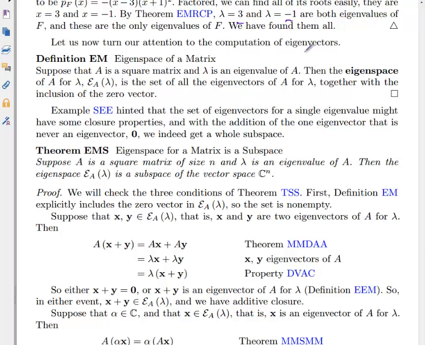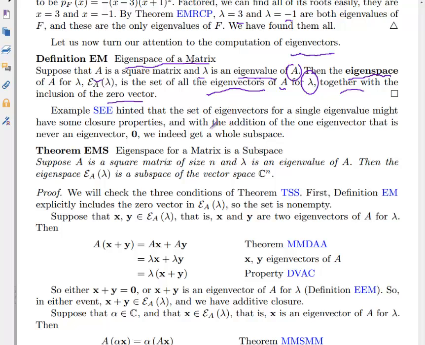Okay. Now, we talked about eigenvectors, and we mentioned that the set of eigenvectors for a particular eigenvalue is closed under scalar multiplication, and it's also closed under addition. Now, we're going to formalize that and talk about the eigenspace. I mentioned that a couple videos ago. So let's take this definition. Suppose A is a square matrix and lambda is an eigenvalue of A. Then the eigenspace for A is the set of all eigenvectors of A for the eigenvalue lambda together with the zero vector.